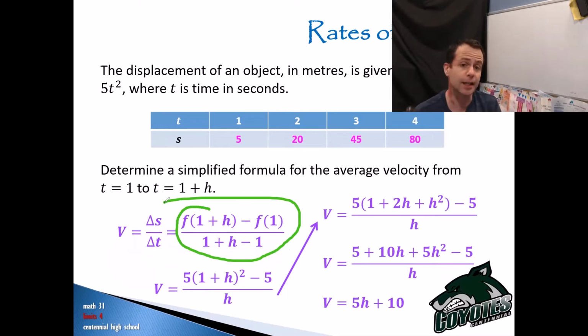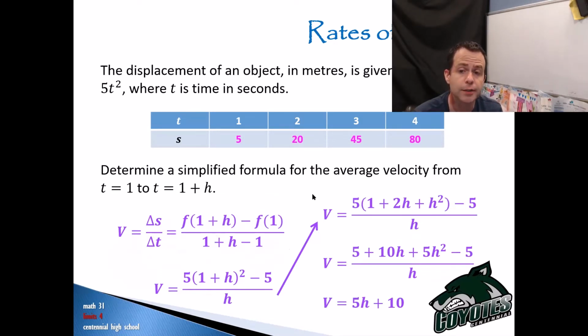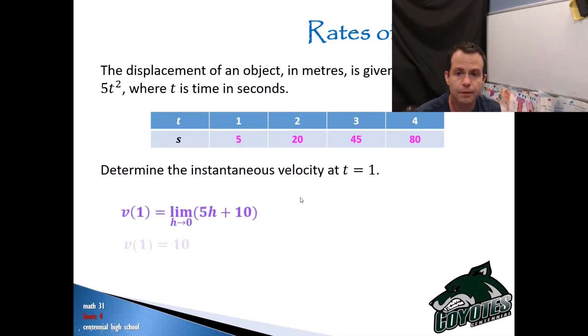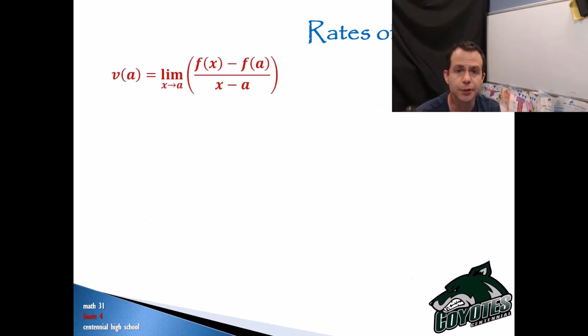But then in the second slide, I said, let's determine the instantaneous velocity, and I put a limit in front of my answer. Okay, so we could have done all of that right away just using first principles like we did yesterday. So let me go back to where we were and let's do it. So we'll go v of a equals the limit of (f of x minus f of a) over (x minus a), where the limit is as x approaches a.